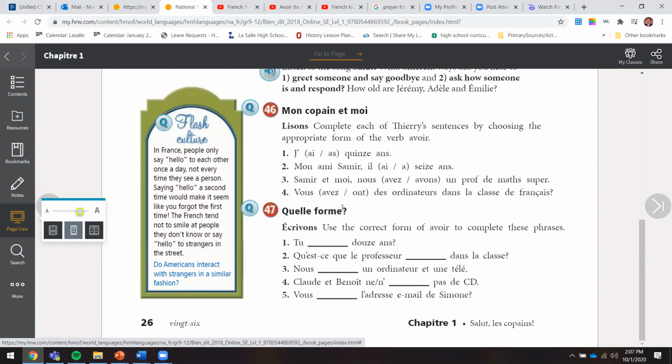Again, that's on page 26. As soon as you're done, go ahead and put it in.